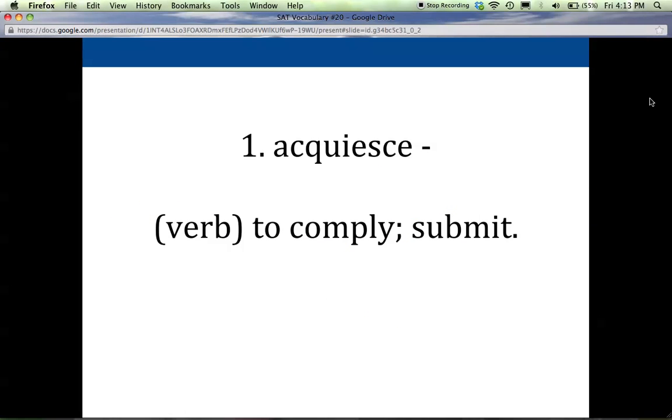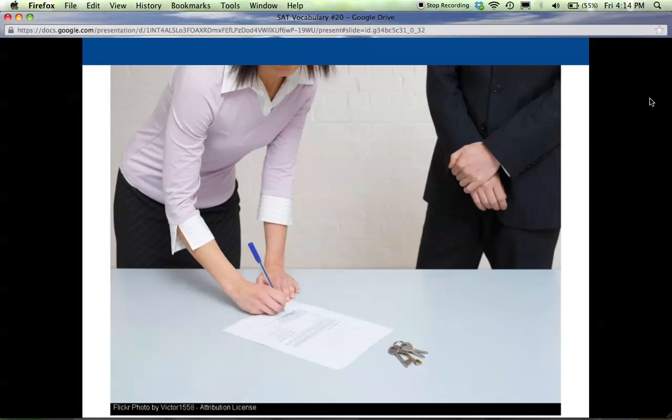The first word is acquiesce, and it's a verb. It means to comply, to submit to somebody else's will. It means to give in without protest. So if you're having a disagreement with someone and then they acquiesce, they either agree to disagree or maybe they agree that you have a good point. But basically, they're bowing out of the argument. They're submitting, they're complying to your will.